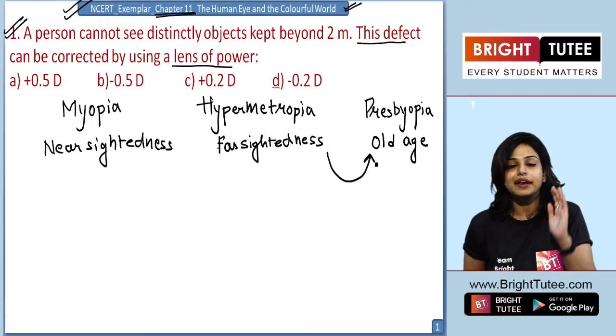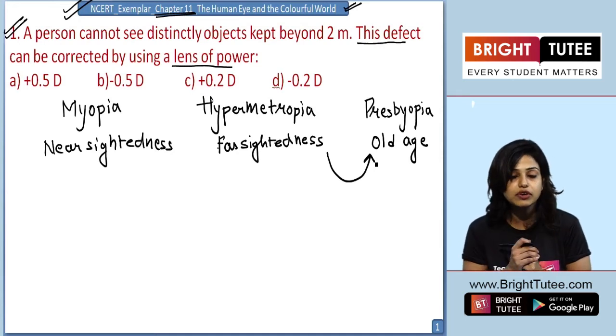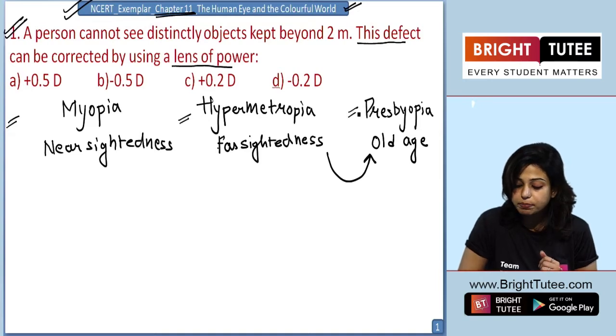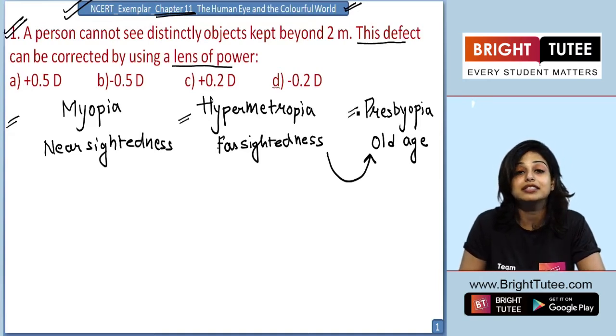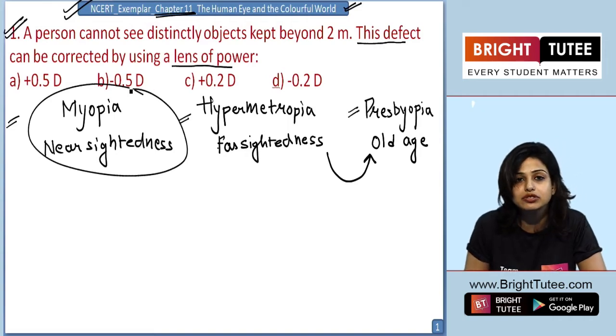Right students? Now think of it, what is that person suffering from? Is it myopia, hypermetropia or presbyopia? The answer will be myopia. Now why I am saying that students?